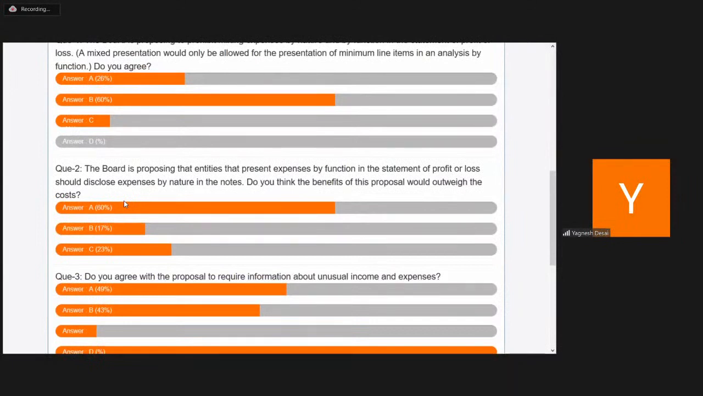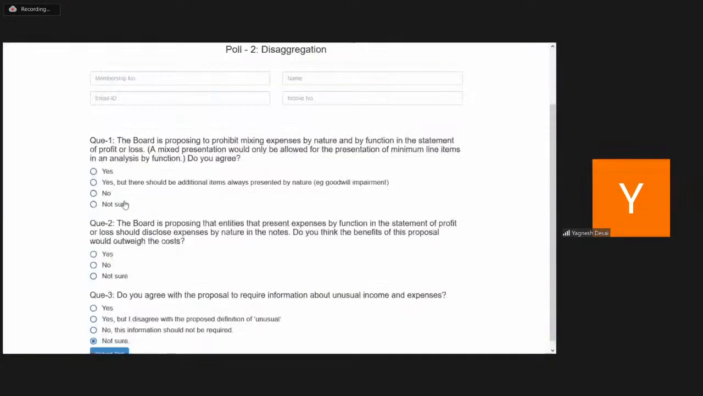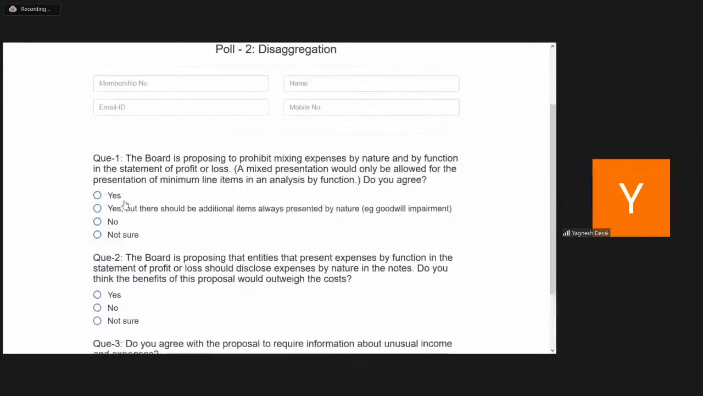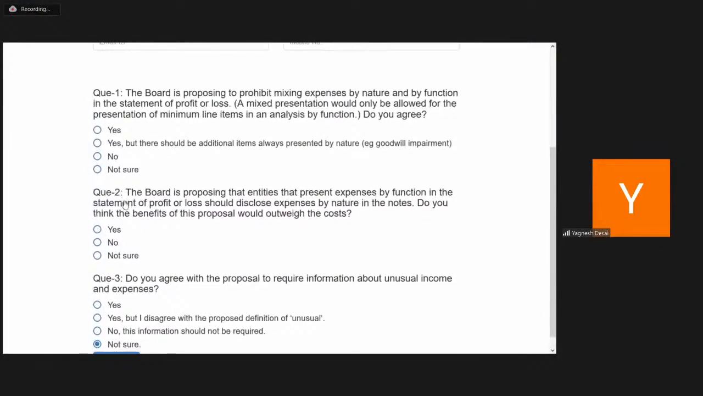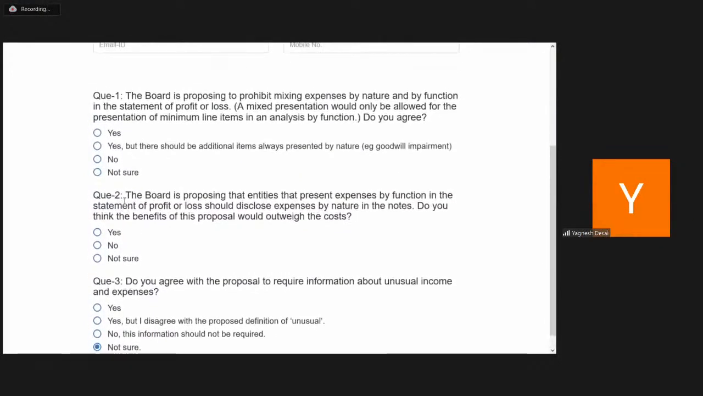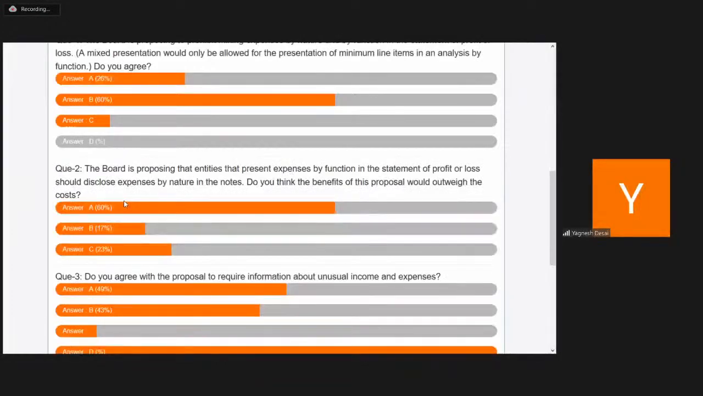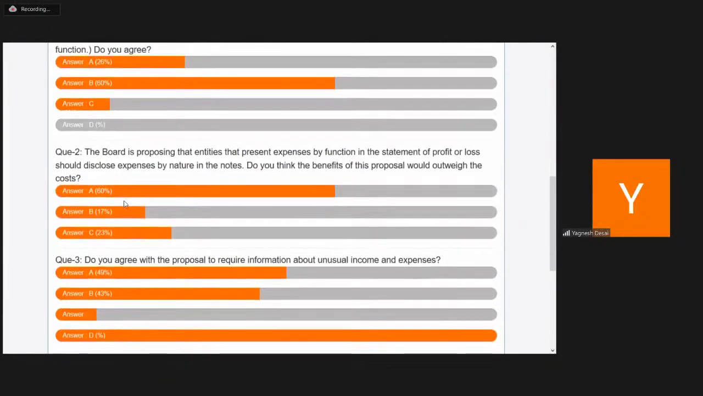Yeah. And the third question, do you agree with the proposal to require the information about the unusual income and expenses? Oh, that's fine. Okay. I know the option, dear. Thank you, Devang. Please let me have a look at the response. Okay, 43% say they don't want it. So it's just cut to cut.